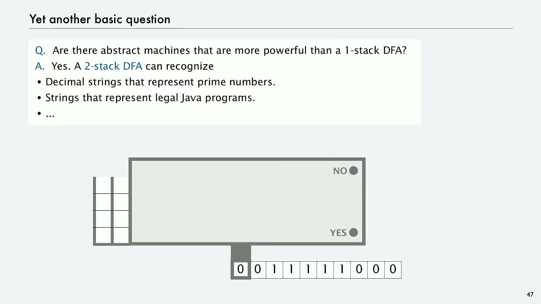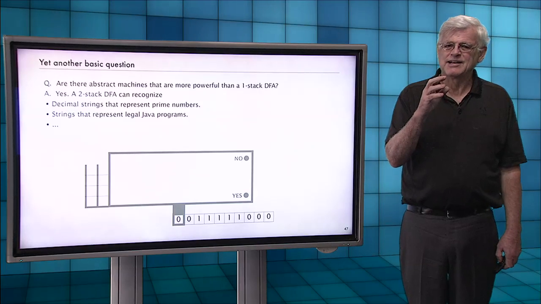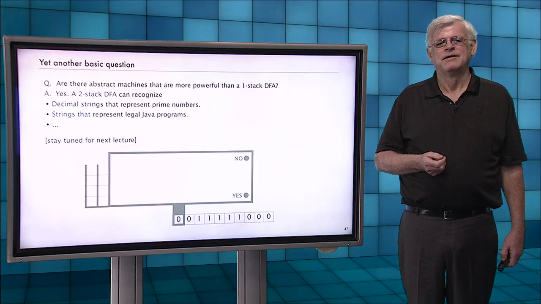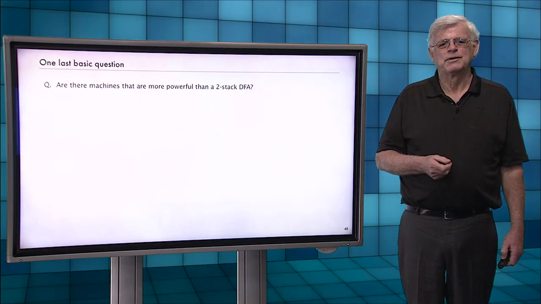This is the way a theoretician thinks. I've got the simplest machine I could possibly imagine. And if I add a stack, I can do more than with the simplest one. If I add a second stack, I can do even more. And the question is, where does it stop? So we'll talk about this one next lecture.